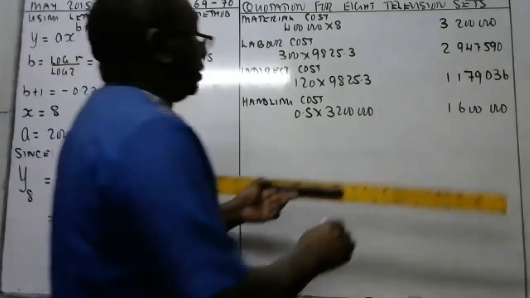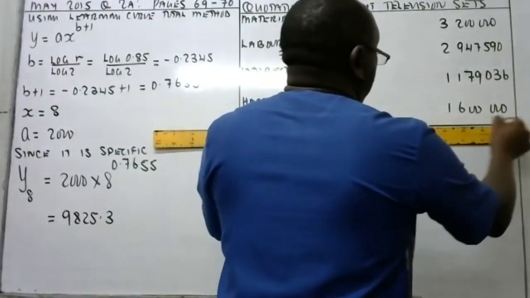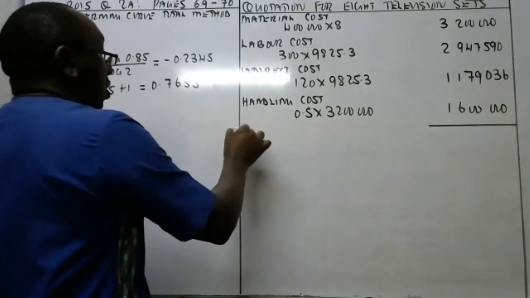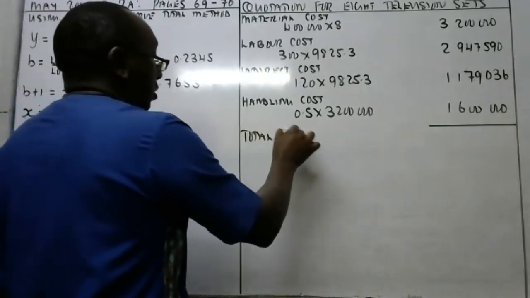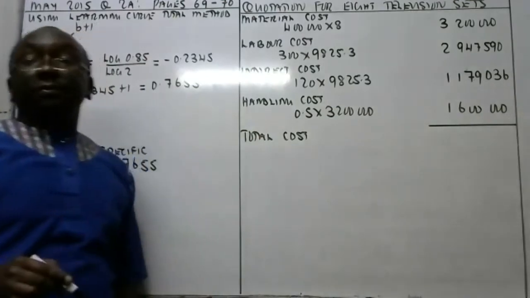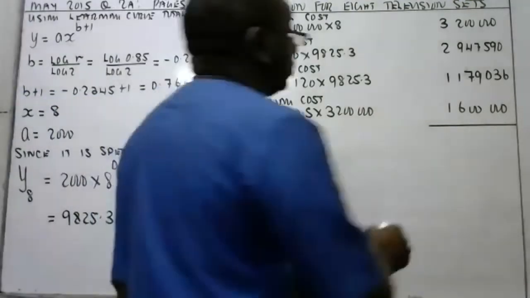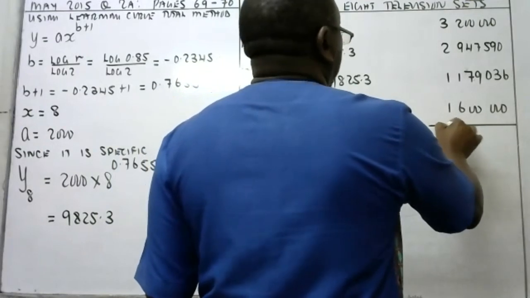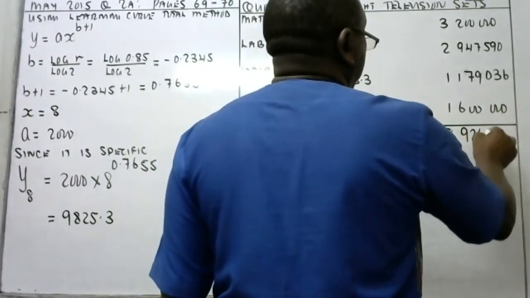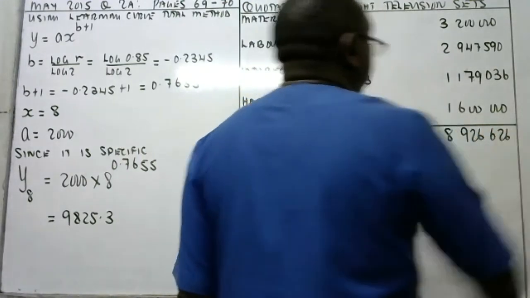So with that, we have now total costs, $8,926,626.